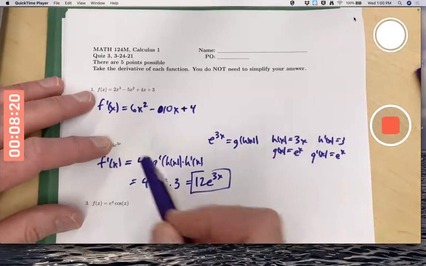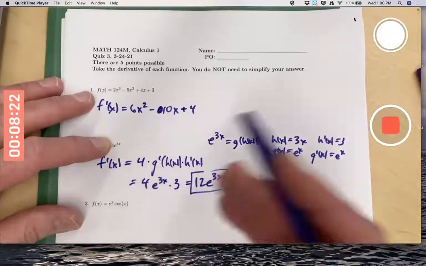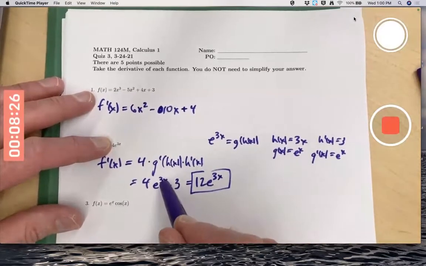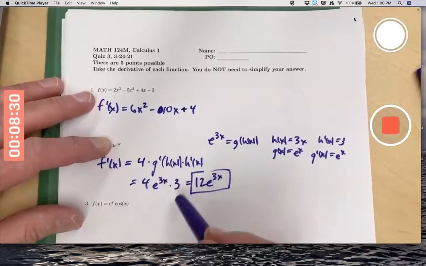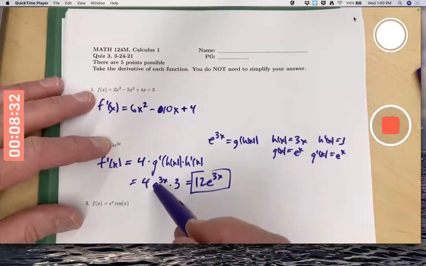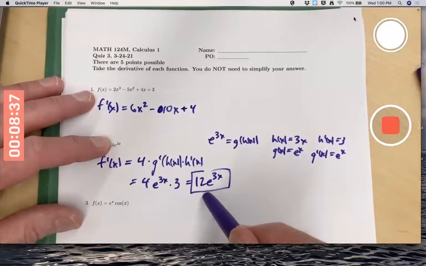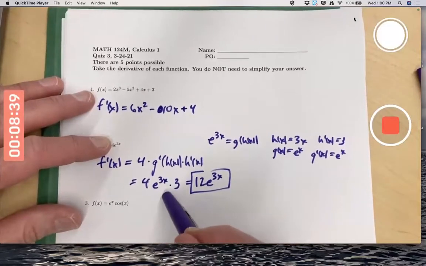I start taking the derivative of the outside function, e to the x, which would be e to the x, but then I got to remember to plug in h of x into that, 3x in place of x. Then multiply times the derivative of that inside function. The derivative of 3x is 3. So there's the final simplified answer. And if you left it like that, that's fine.